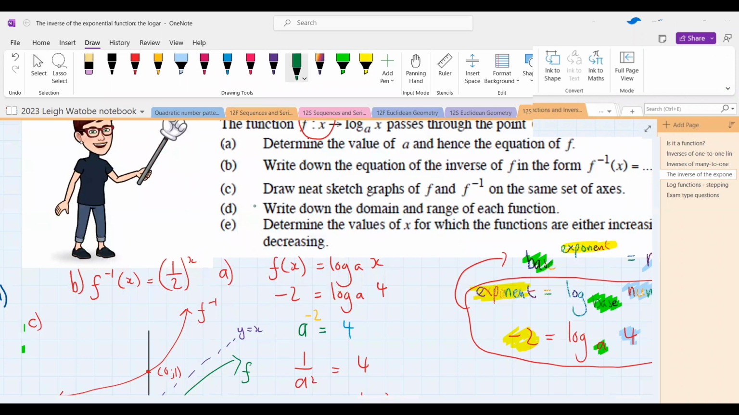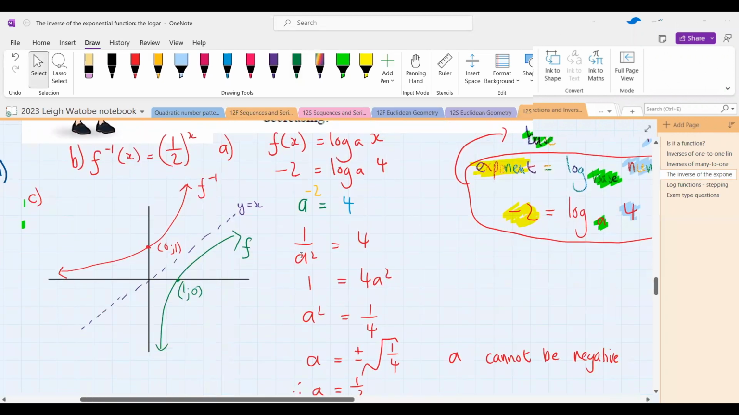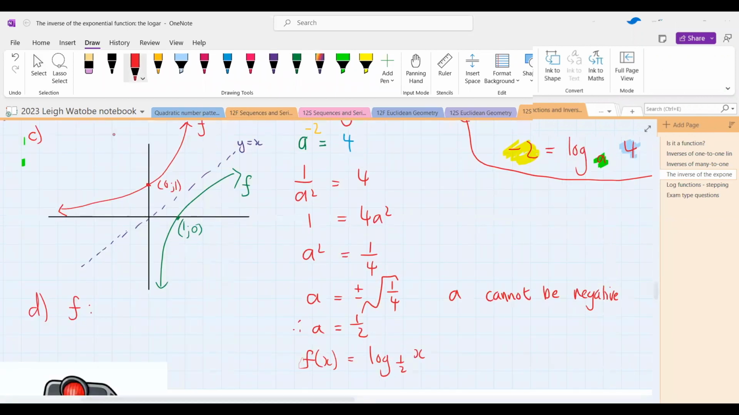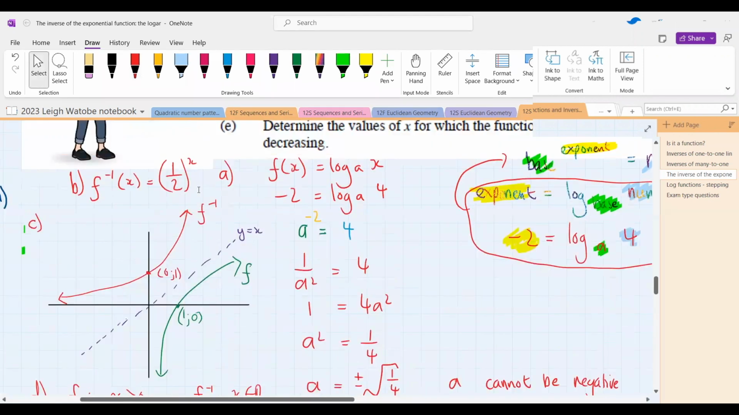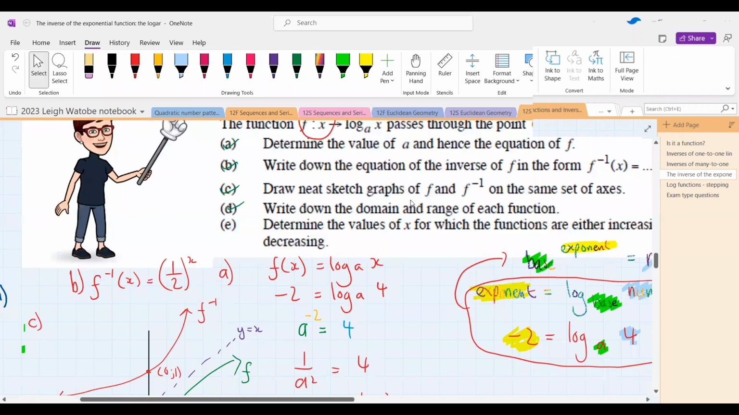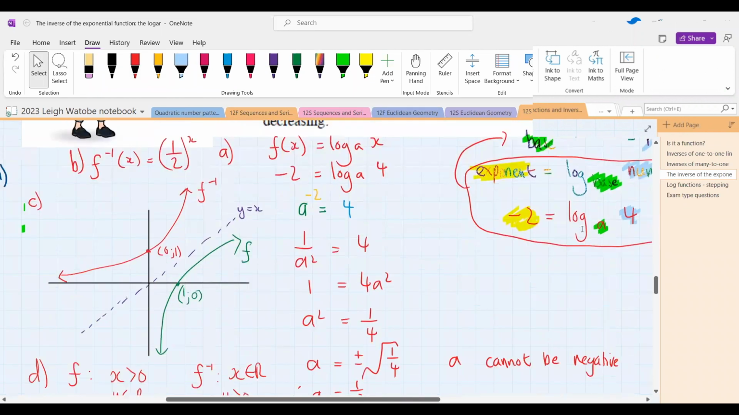So we've done A, we've done B, we've done C. They just wanted us to write down the domain and the range. So let me just do that quickly. Here for D, for our original function f, we would say that our domain is x greater than 0, and y is an element of the real numbers. For the inverse function, we would say that x is an element of the real numbers and y is greater than 0.